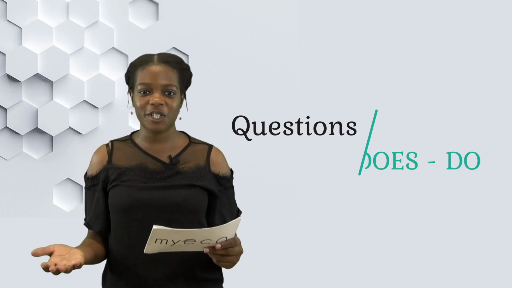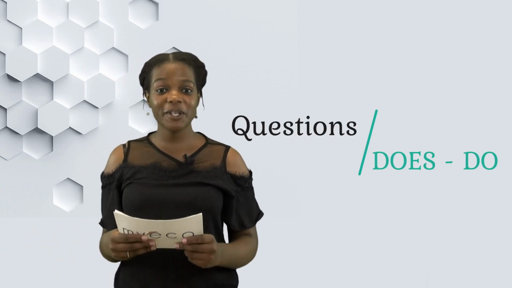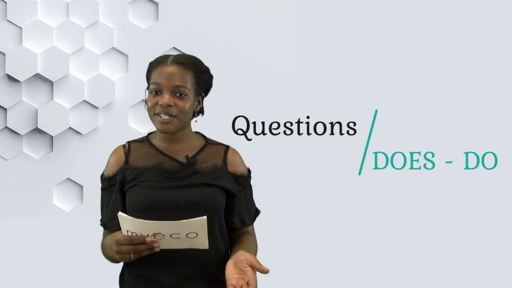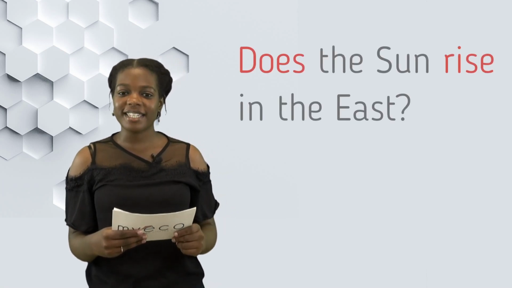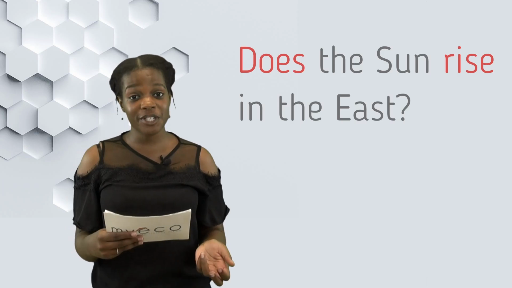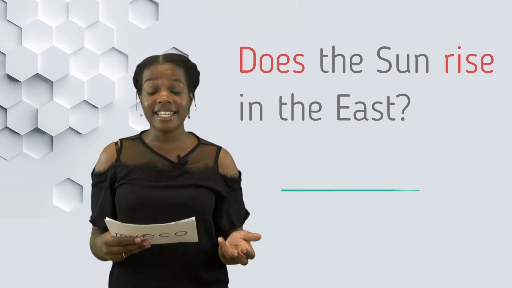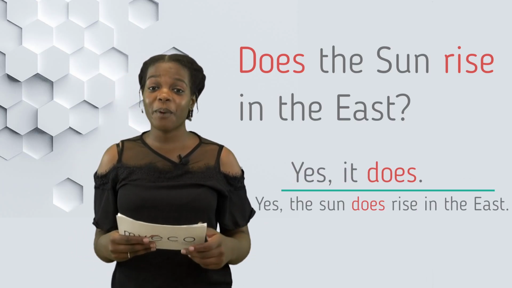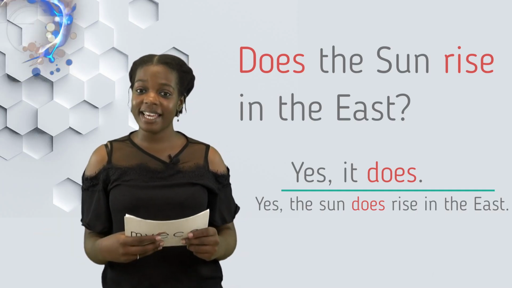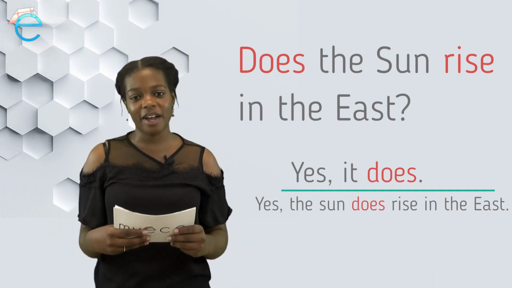The next thing for us to understand is how to make a question. With questions, we still use our auxiliary verbs does or do, and we move them to the front of the sentence. For example, does the sun rise in the east? As a short answer, we can say, yes, it does. Or if we want something longer, we can say, yes, the sun does rise in the east.